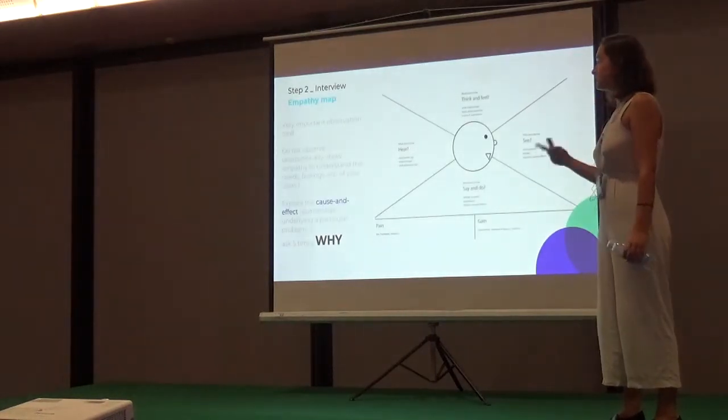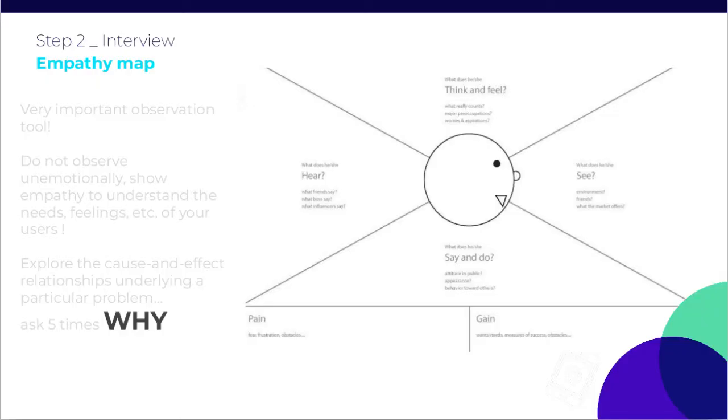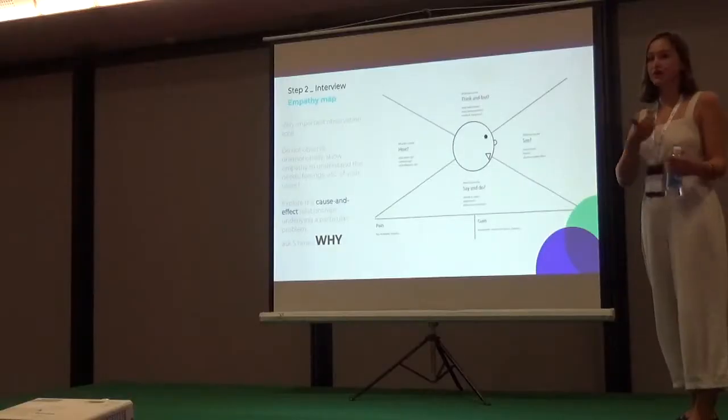So the empathy map that you have on the second page is a tool I think is going to be useful for people that are facing issues, to take notes and to understand the global picture of the interview. So it's something that you can use either during an interview or afterwards.